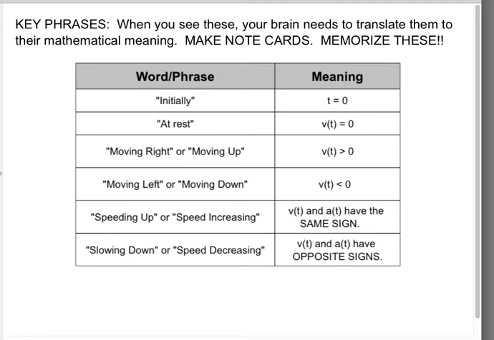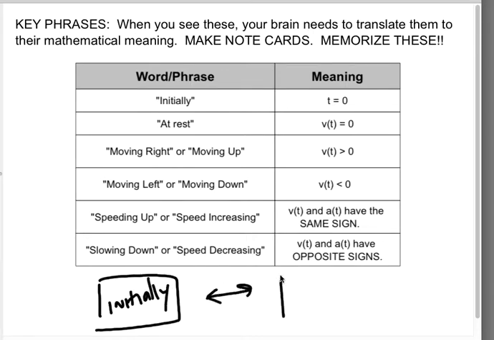All right, so some key phrases that you should definitely make note cards for. On one side of your note card, you should have the word initially. On the other side, you should have that means that time is equal to 0. It's at the start. The phrase at rest is going to come up a lot. At rest means that the velocity is equal to 0, v of t equals 0.